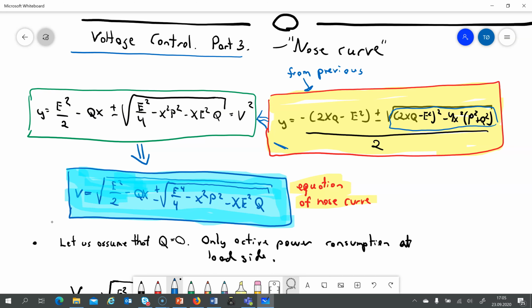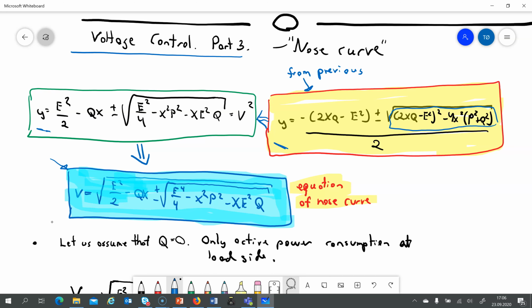If you look on the left side here, we have just split it up with E squared divided by 2, and now divided by 2 on Qx, so the 2 is disappearing from there. And then this means that y, as I said previously, is equal to voltage squared. So that means voltage is equal to the root of the whole expression above, and we will come down to this equation here, which is the equation for the nose curve.